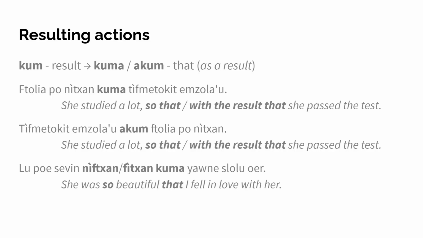And what that does is it means she was so beautiful that I fell in love with her. So the nift an or fit an is the so in the sentence. And what is very important, usually we have very flexible word order in Natvi, but if we use this construction, so nift an or fit an kuma, so that something happened, then the nift an or fit an needs to be next to the kuma. So it needs to be before the kuma.